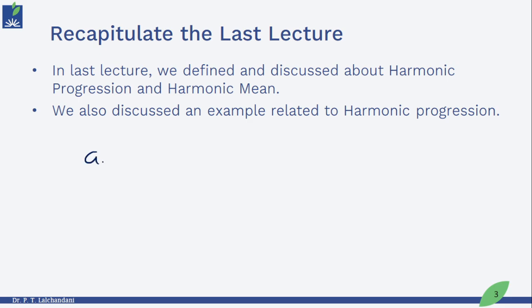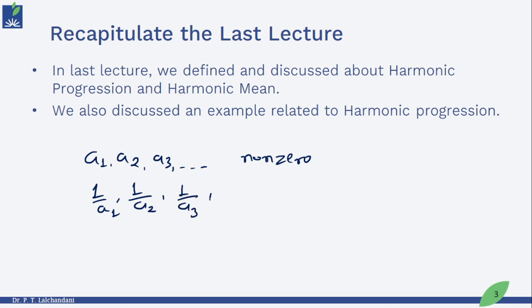Suppose we are having non-zero numbers a1, a2, a3 and so on. These numbers are said to be in harmonic progression if their reciprocals, that means 1 upon a1, 1 upon a2, 1 upon a3 and so on, are in arithmetic progression. That means if the distance between consecutive reciprocals is the same, then we say that the numbers a1, a2, a3 are in harmonic progression.